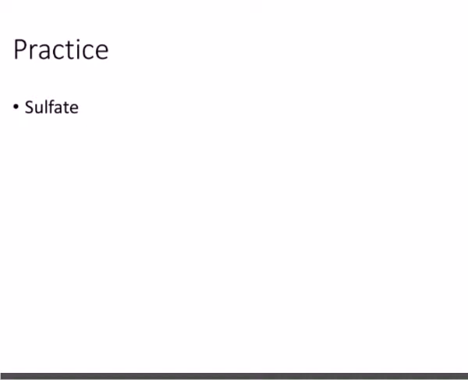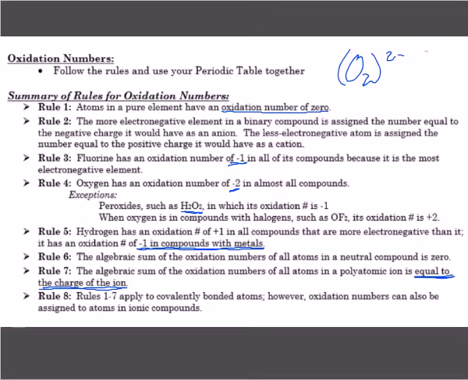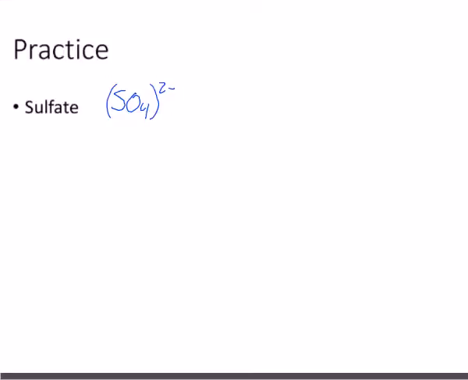What's the formula? It's 2 minus. And that makes sense. It does matter, because now we have a charge. So everything inside the parentheses has to add up to that -2. That's what rule number 7 is stating, that the algebraic sum of all the oxidation numbers has to equal the charge of the ion.